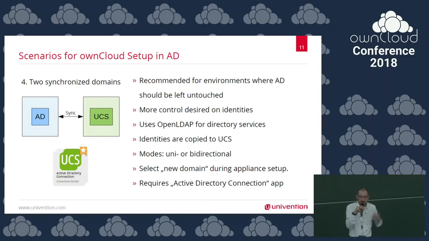Then you can use this setup here to copy those data. The modes are one direction or both directions, and you decide with a mapping what kind of attributes from the user objects need to be synchronized here. And this one requires the Active Directory connection app, and basically the preparation is you set up your Owncloud appliance as a separate domain, and then later on you configure the Active Directory connection app here.